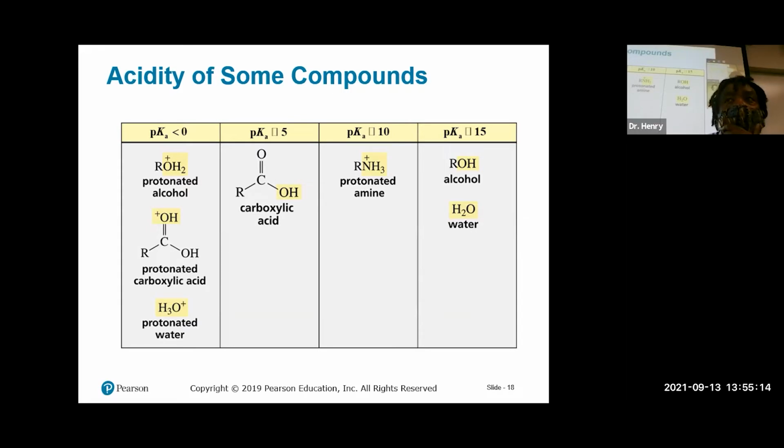So protonated alcohols are going to have a pKa that is less than 0. Protonated carboxylic acids are going to have a pKa that is less than 0. And protonated water, we already know it has a pKa of less than 0, right? So if it's the normal carboxylic acid, its pKa is about equal to 5. If it's protonated amines, it has a pKa of about 10, which is still a weak acid, right? So this guy's a weak acid. And then alcohols are really, really weak acids, to almost base.